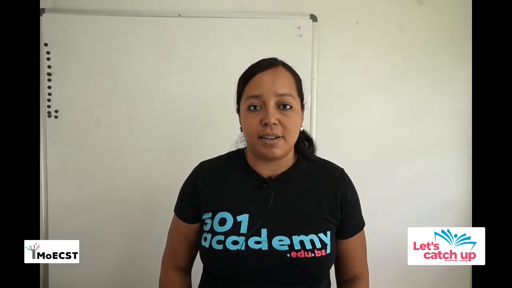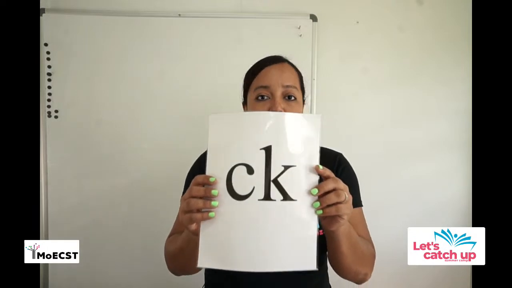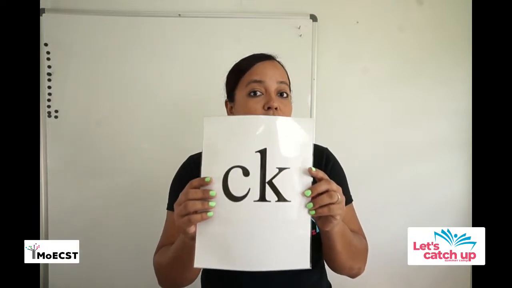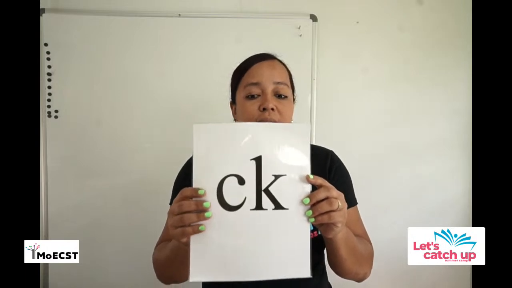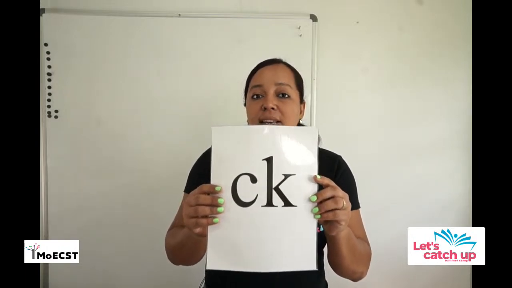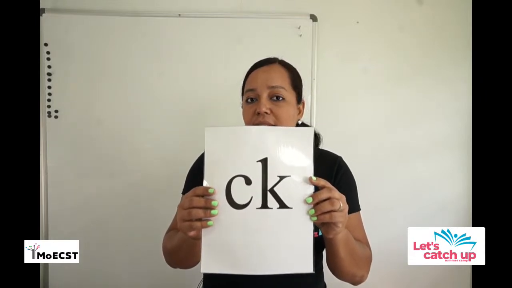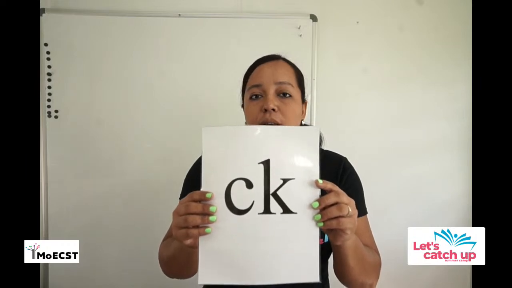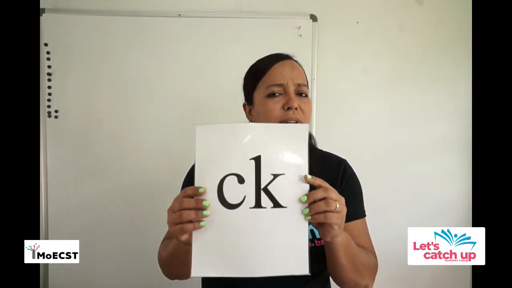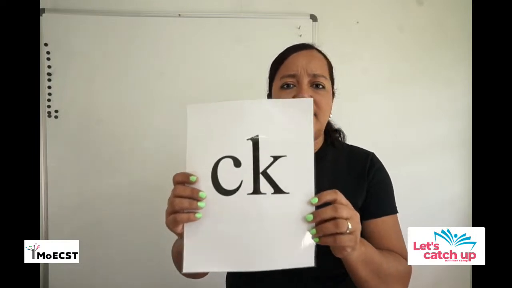Now, we're going to be learning all about letters, because letters teach us how to read. Our letter combination for today is CK, a combination of two letters with only one sound. CK says K. Can you say that with me, boys and girls? CK says K. All right, great. One more time. CK says K.